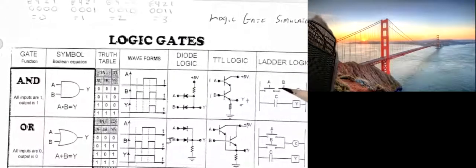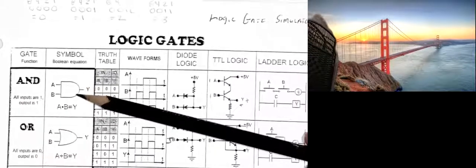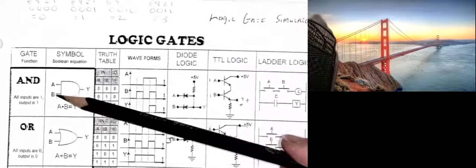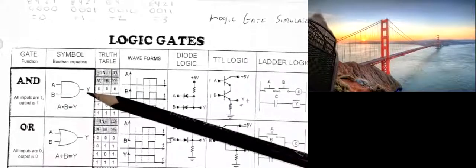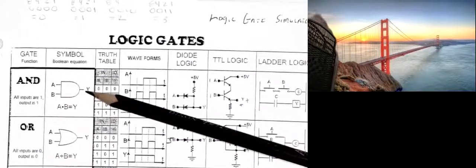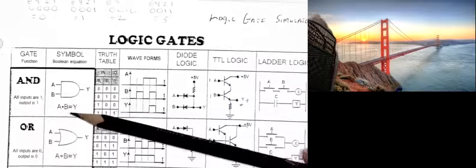If both of those switches are closed, my coil would be energized, my contact would close, and the saw blade would turn. It's the same with a digital AND gate, in that both A and B have to be high in order for Y to be energized.